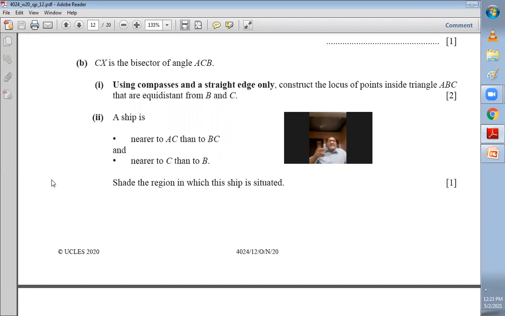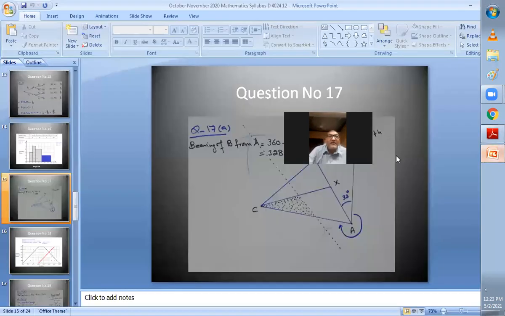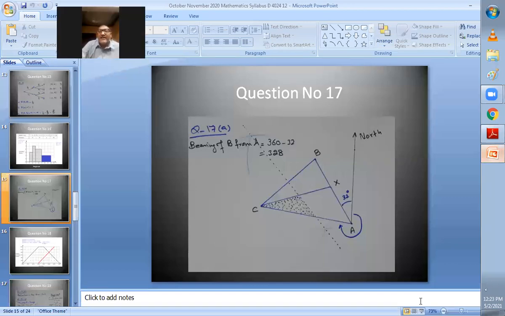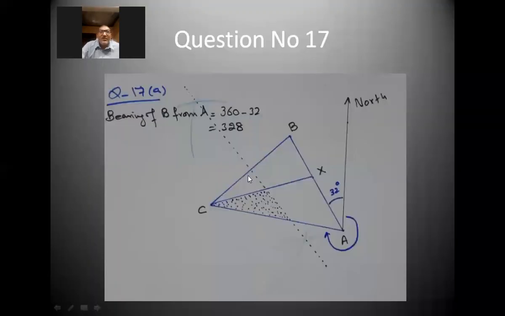Whenever he says equidistant from two points, we draw a perpendicular bisector of the line which joins those two points. Equidistant from B and C, we will draw a perpendicular bisector of the line BC. Let me show you this part first, because here the full diagram is already drawn. So this is the point B, this is the point C.